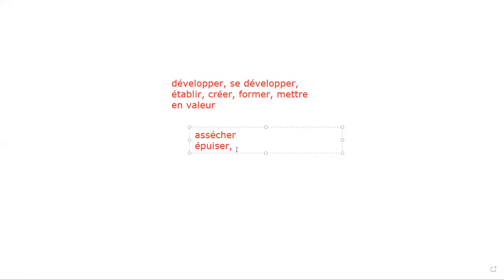We have harasser. Repeat after me, team. The H will be silent, it is to harass. So if I harass, épuiser is to exhaust, so it can be a synonym of harasser. Tell me, is it clear to you, team? So repeat after me, team.